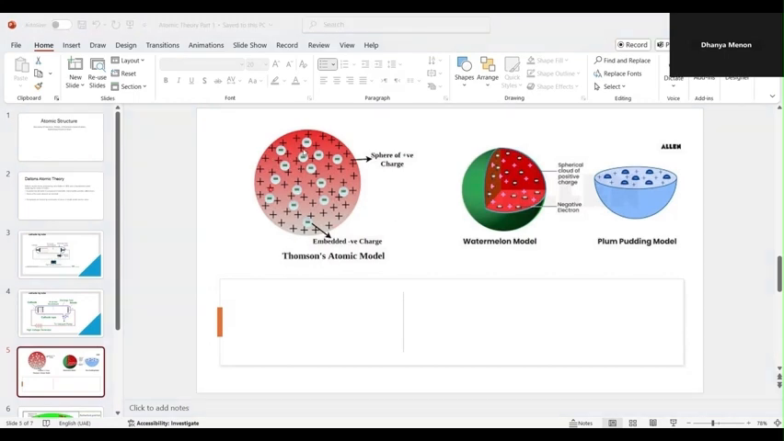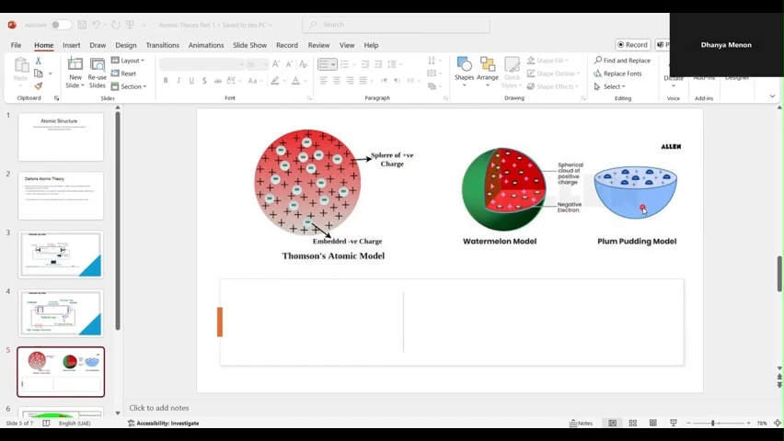it was suggested that the atom is a sphere of positive charge. So there is a whole lot of positive charge, and in between there are negatively charged electrons. He compared it with a watermelon. In this, the red part is the positive charge, and in between, the black embedded seeds are the negatively charged particles. This is the plum pudding model: positively charged particles, with negatively charged electrons embedded in between.